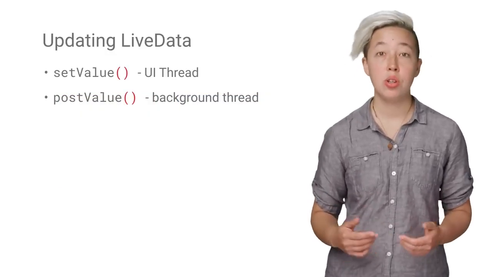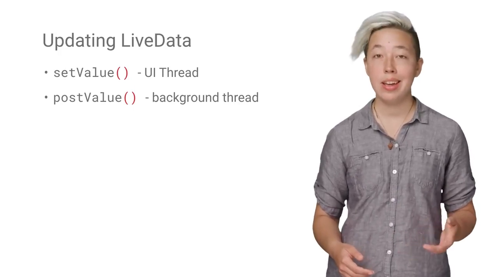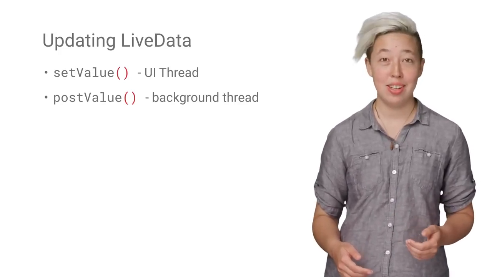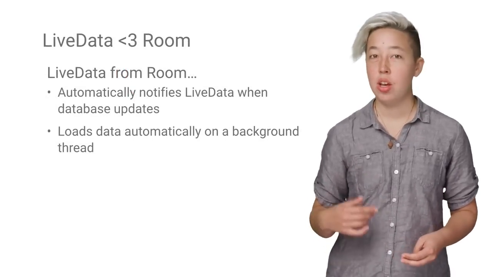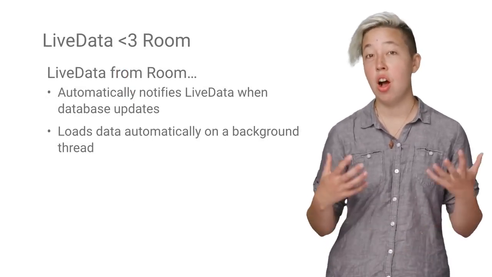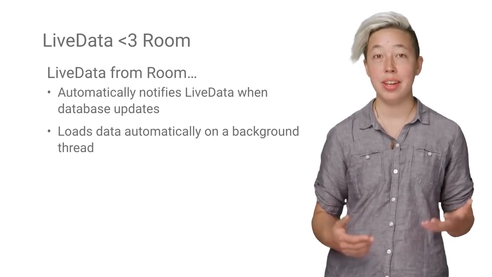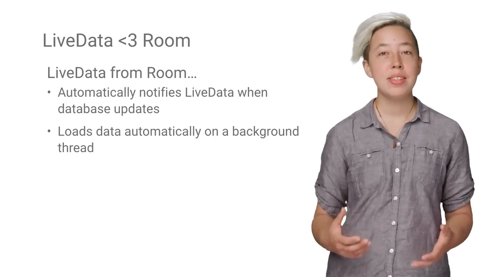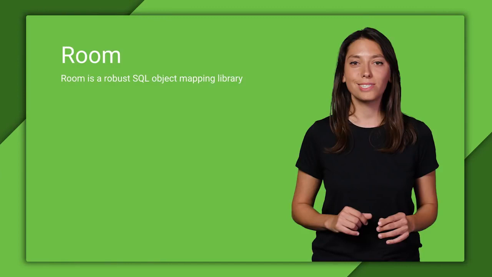SetValue and PostValue are two methods for updating LiveData. Use SetValue if you're running on the UI thread, and use PostValue if you're running on a background thread. Additionally, Room and LiveData go together like peanut butter and jelly. Room can return LiveData objects which are automatically notified when the database changes, and have their data loaded in a background thread for you. This makes it very easy to have the UI update when your database updates. You can learn more about Room in the Introduction to Room video.